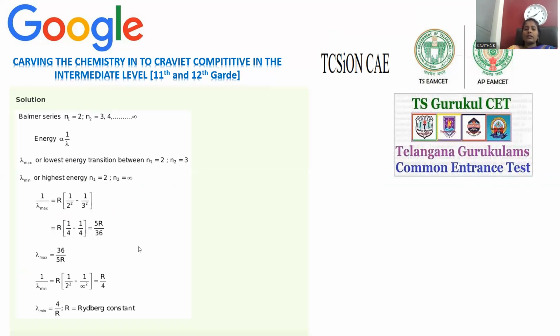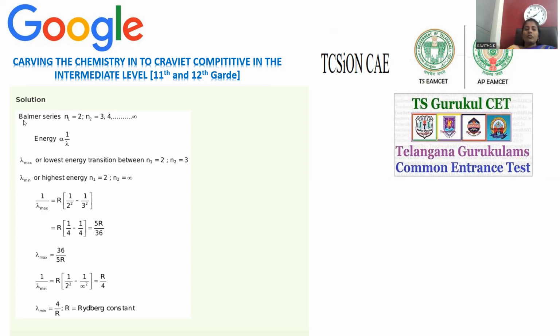How can we go with it? In order to calculate, always energy is reciprocal of wavelength, meaning energy is inversely proportional to wavelength. If you give the equation, energy is proportional to 1 by lambda.